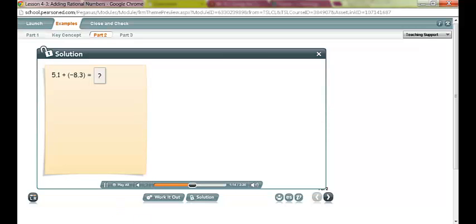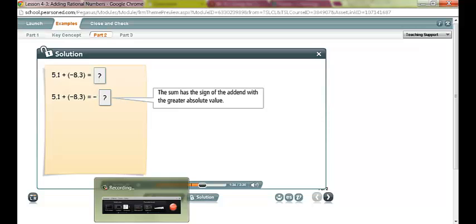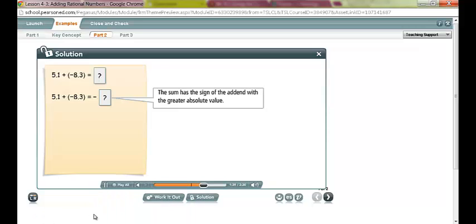Five and 1/10 plus negative 8 and 3/10 equals what number? The signs are different. The sum has the sign of the addend with the greater absolute value. 8 and 3/10 is greater than 5 and 1/10. Since the addend with the greater absolute value is negative, the sum is negative.